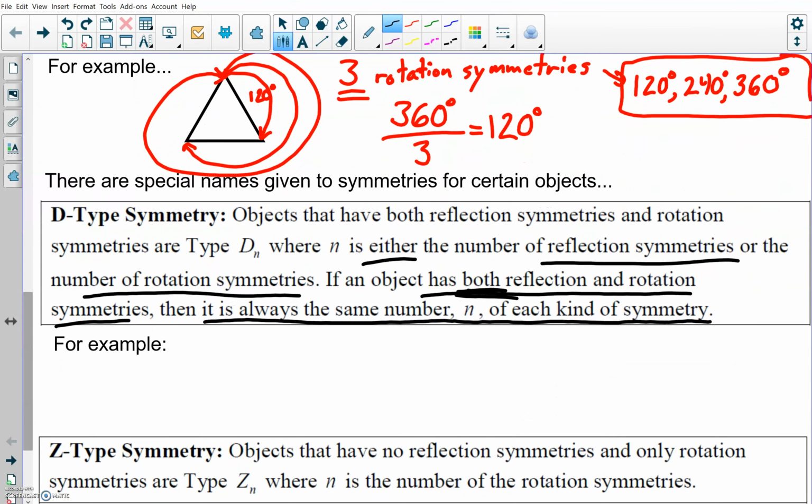So for example, this equilateral triangle that I've been working with, this thing has a type D3. It had both reflection and rotation, so it's a D type, a double type, and there were 3, so D3.